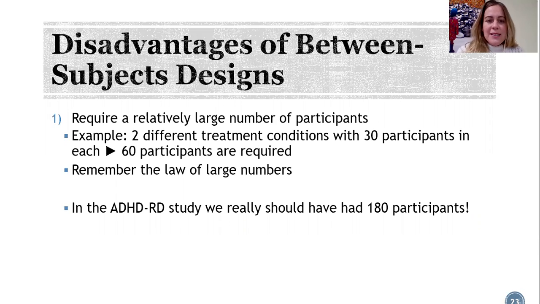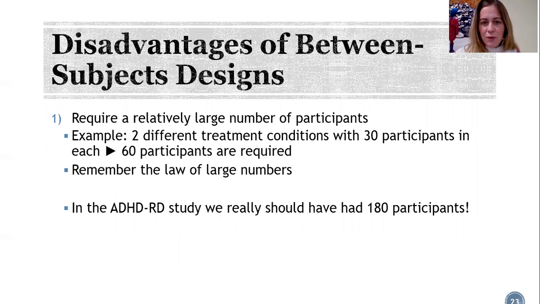First of all, it requires a relatively large number of participants, more than the within subjects design that we'll be talking about next week. So if you remember the law of large numbers, if we have two different treatment conditions, the rule of thumb is that we should have 30 participants in each condition. This would mean we'd have to recruit and pay for 60 participants.